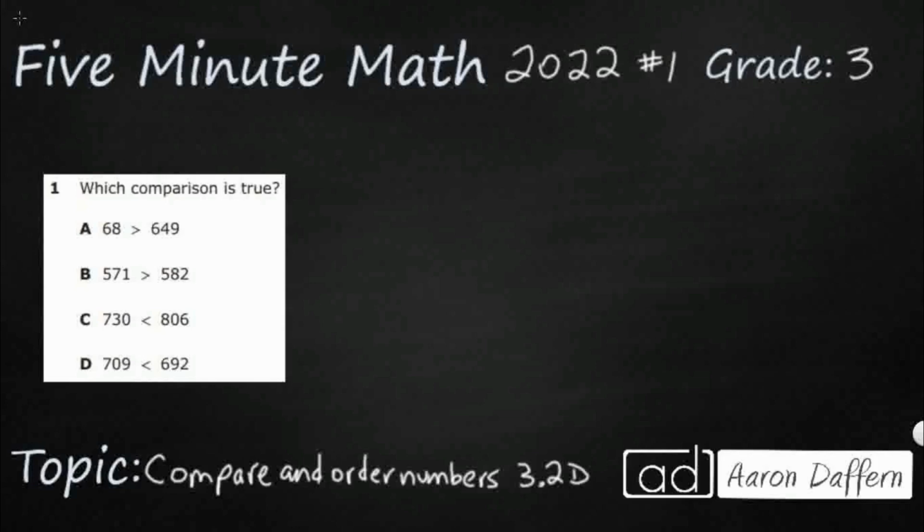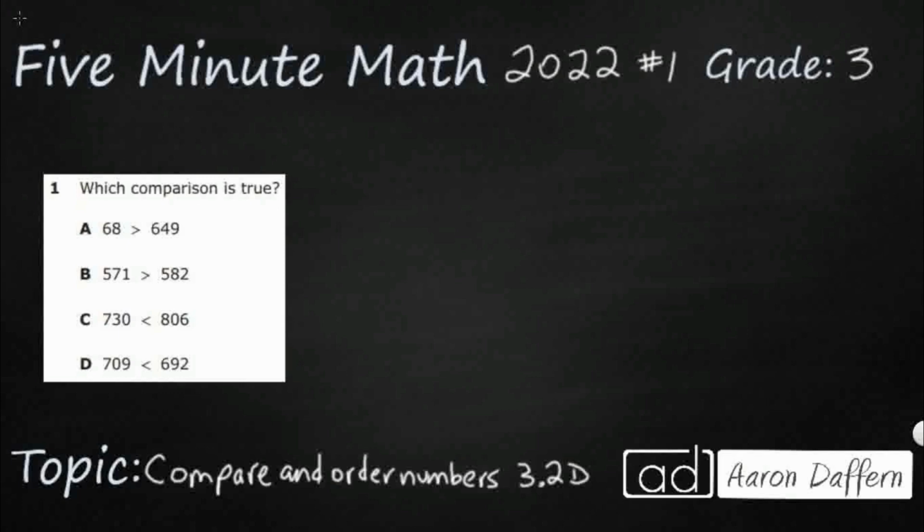Today we are looking at the third grade concept of compare and order numbers. This is standard 3.2D in the great state of Texas, and we are using item number 1 of the 2022 released STAAR test. If you haven't done so already, please go ahead and take a moment to pause the video, work this problem out on your own, unpause it, and we will look at our answers together.